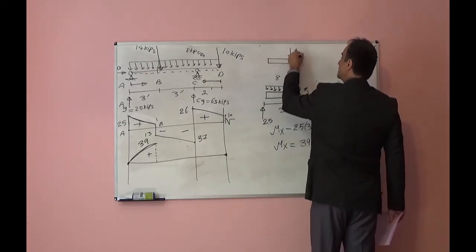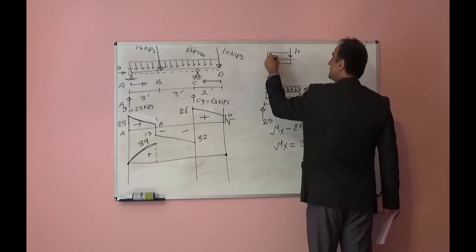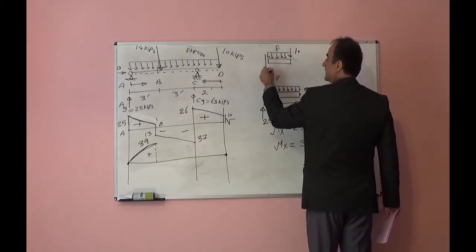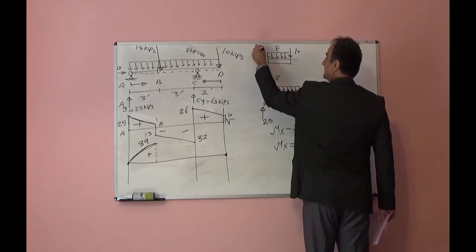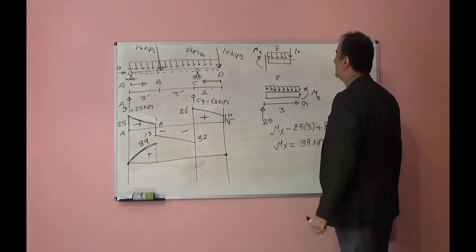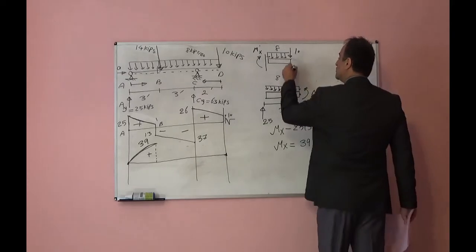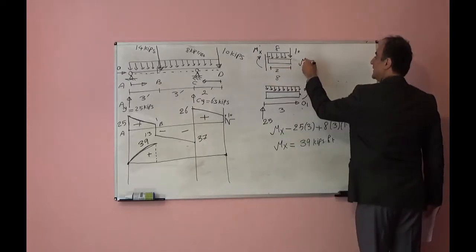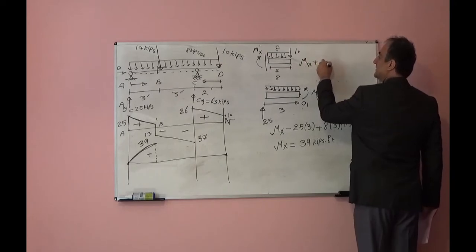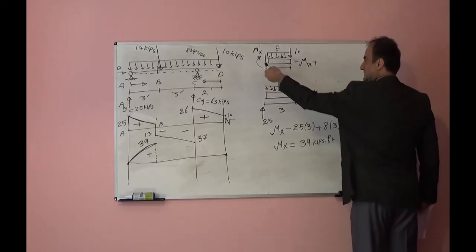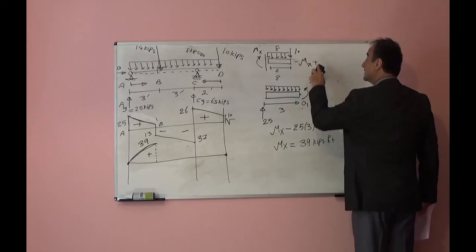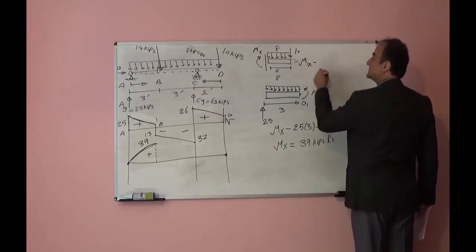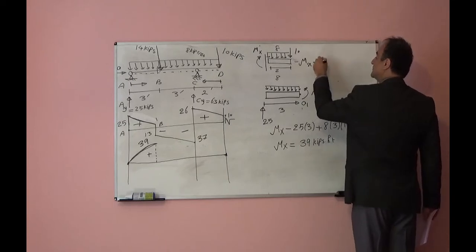This is the free body diagram. I cut it here, and this is Mx. It will be 10 times 2, you see, Mx plus negative Mx, because this is clockwise, minus 10 times 2.